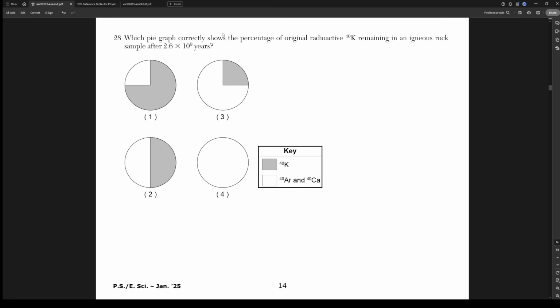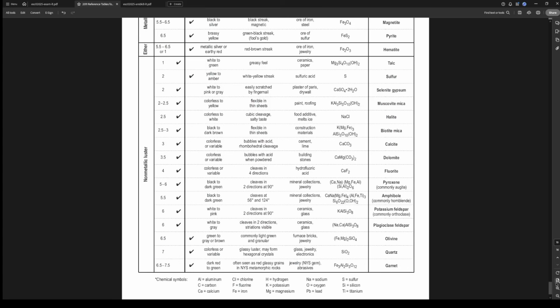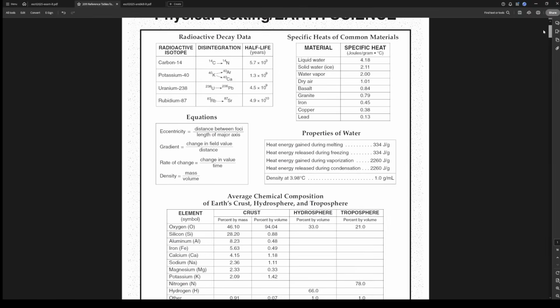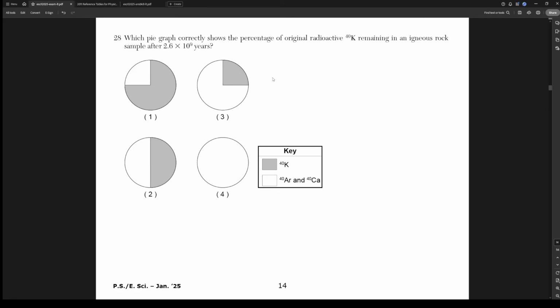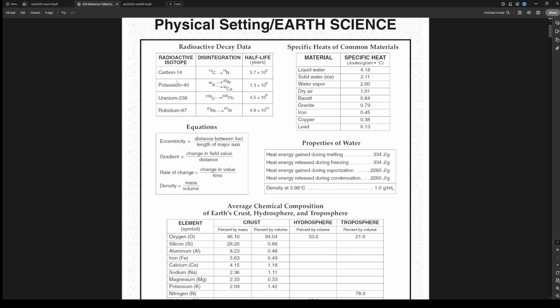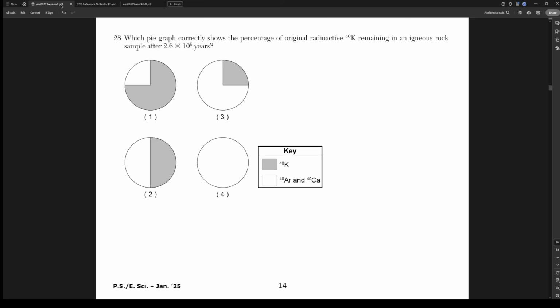Which graph correctly shows half-life? So we're going to go there real quick. Go to our half-life table, which is right up here. And what is it asking for? K40, potassium-40. So we're going to look here. 1.3 times 10 to the 9th. So if it's 1.3 times 10 to the 9th and we went for 2.6, this is 1 half-life, that's 2 half-lives.